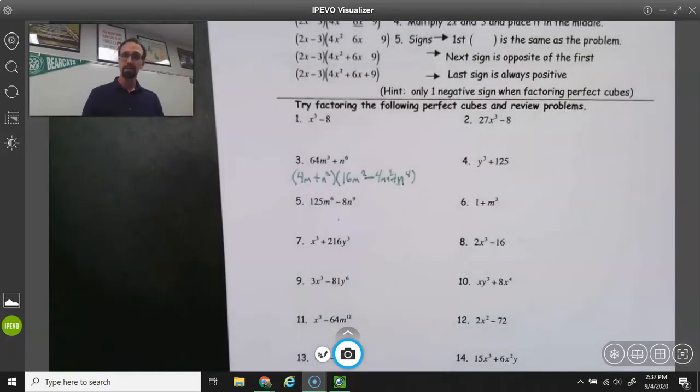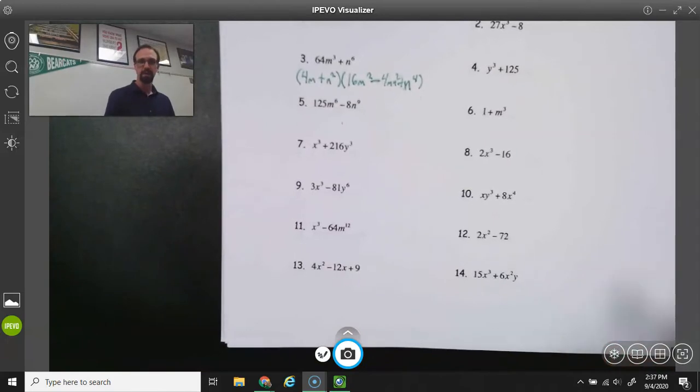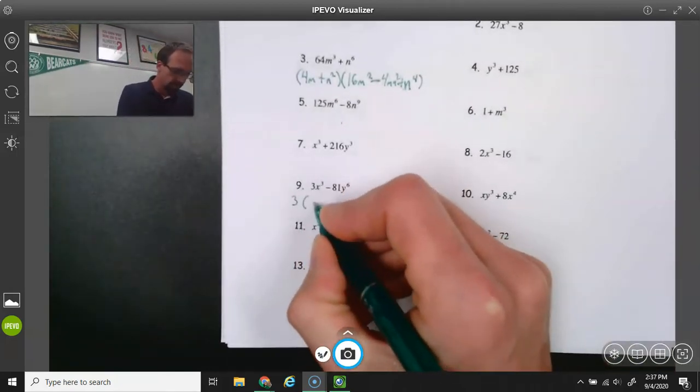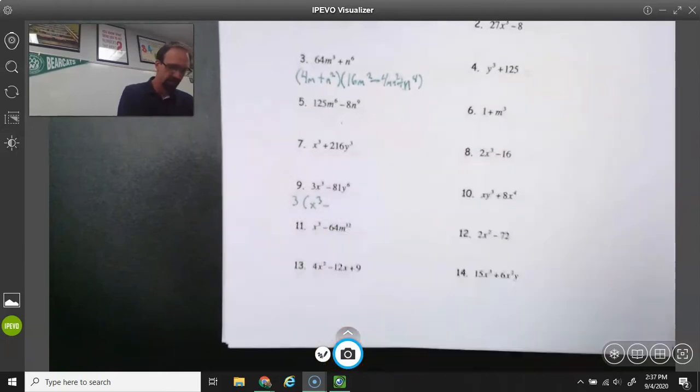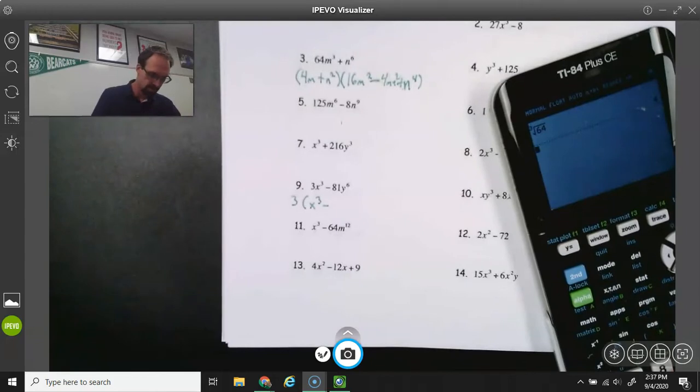The next one I want to do is number 9. Number 9 down here below, 3x cubed and then 81y to the 6th. All right, so there's kind of a red flag in here already. 3? 3 isn't a cubed root. Wait, 3 also goes into 81. So let's factor out a 3 first. So if I do that, I'm left with x cubed minus. Now, 81 divided by 3 should be 27.